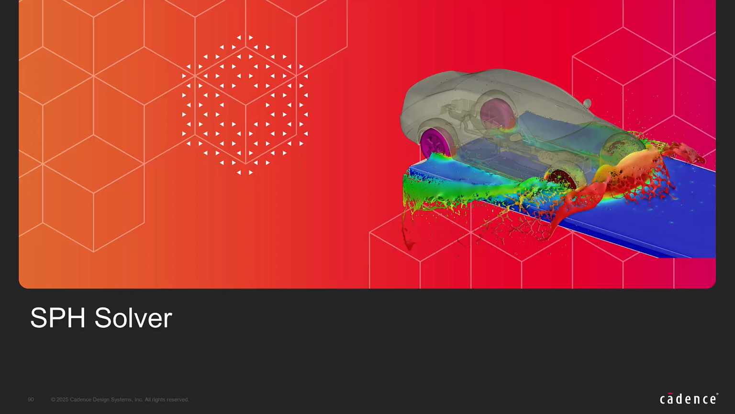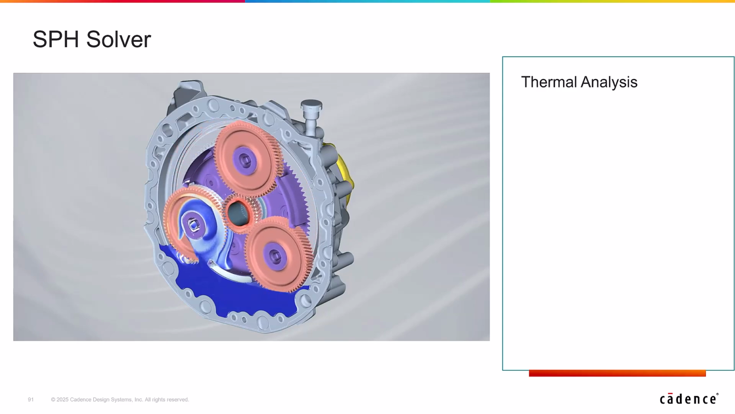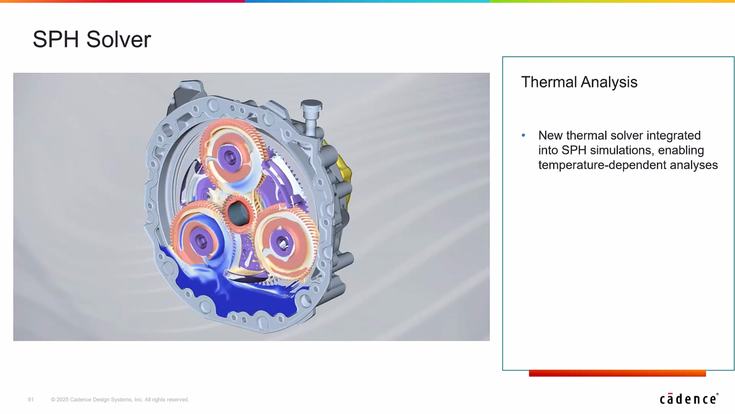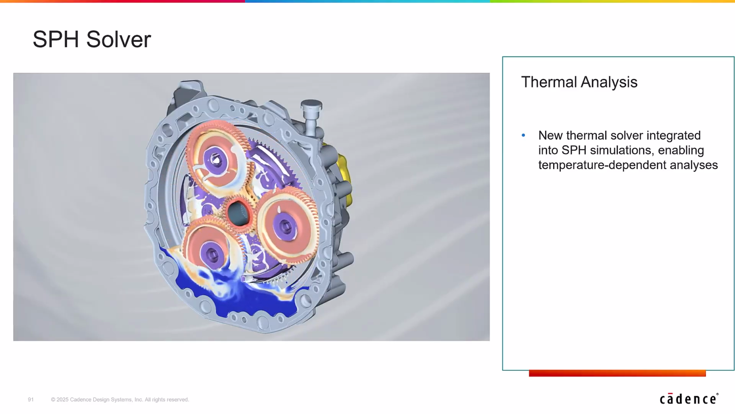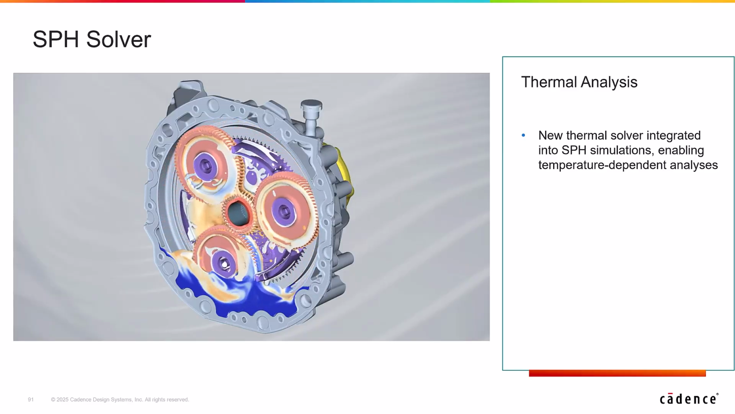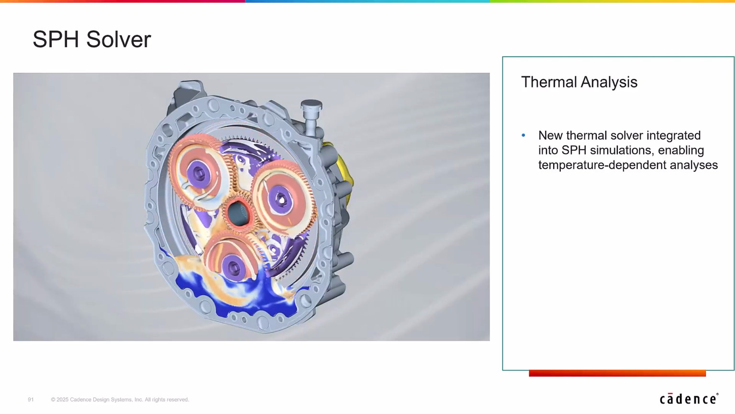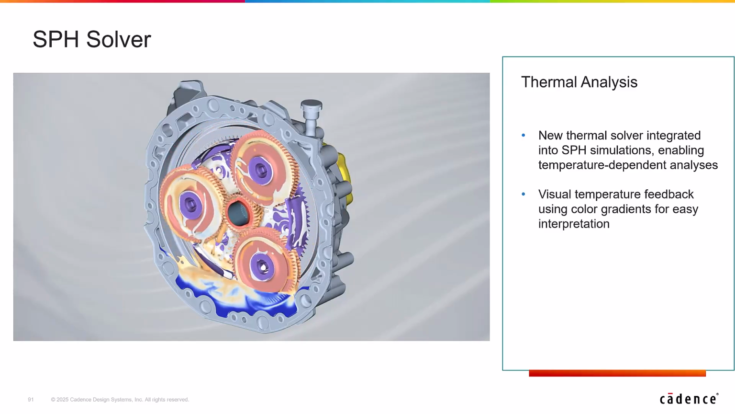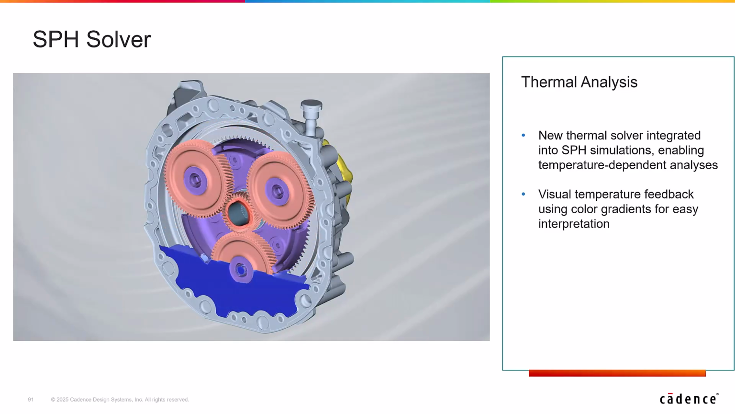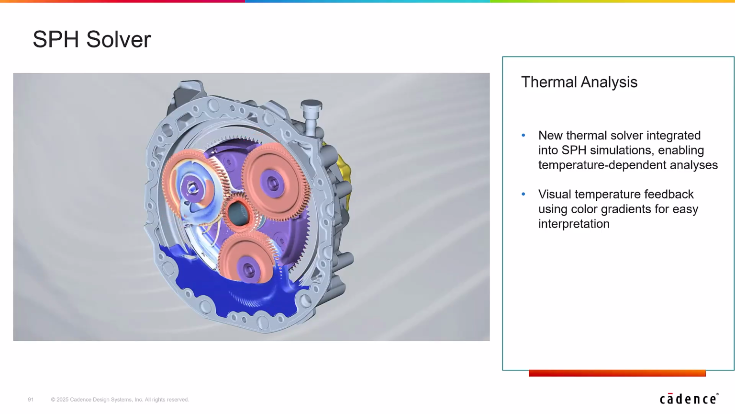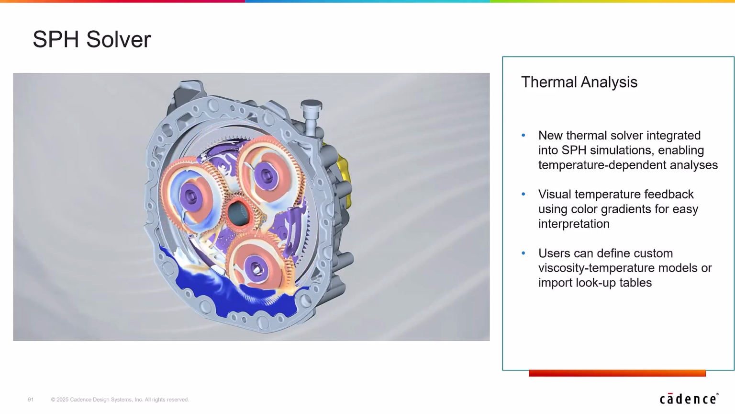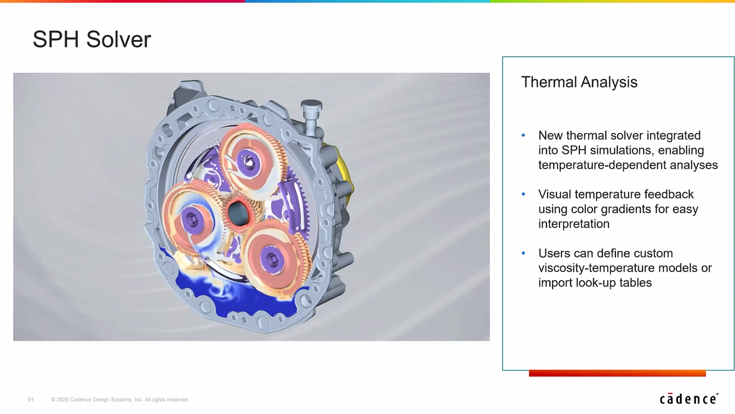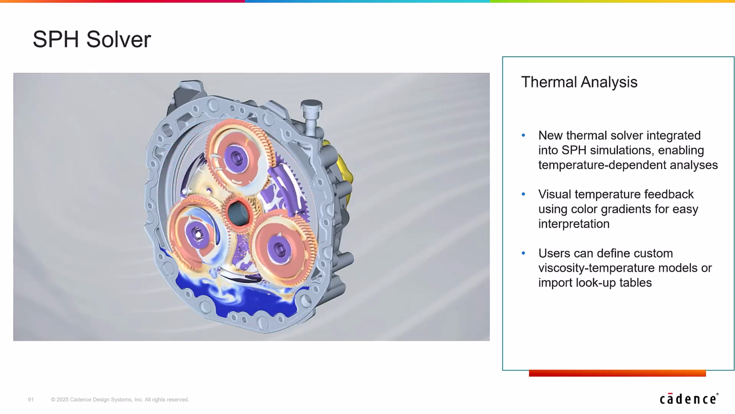Now, let's take a look at the new features in the SPH solver. In ANSA 2025.1, a new thermal solver has been introduced for SPH simulations. This enhancement allows users to explore the effects of thermal variations in complex scenarios, such as gearbox simulations. The fluid begins at its lowest temperature and gradually heats up due to gear interactions, transitioning through white and orange to indicate rising temperatures. Notably, in ANSA SPH 2025.1, fluid viscosity can now be temperature dependent.